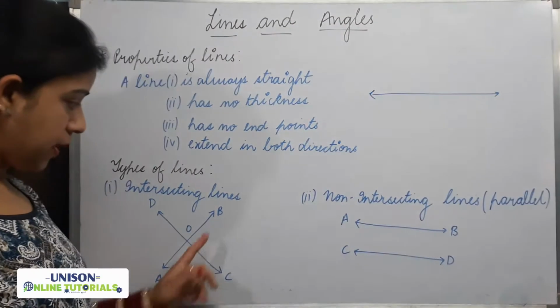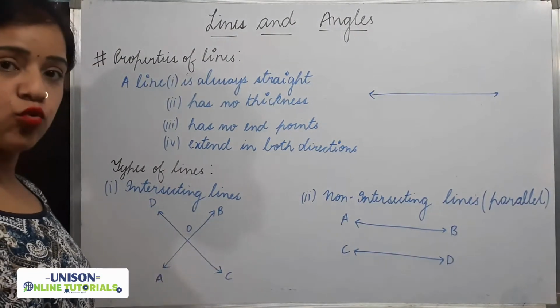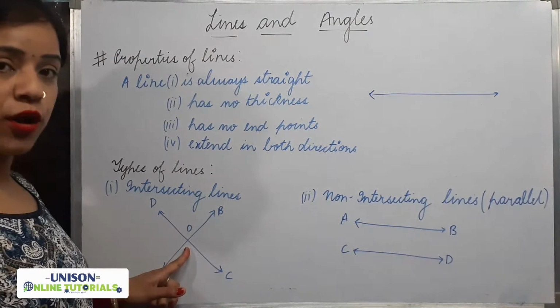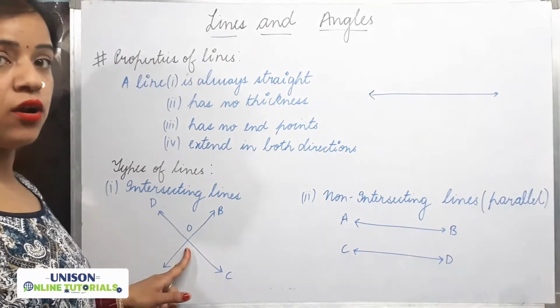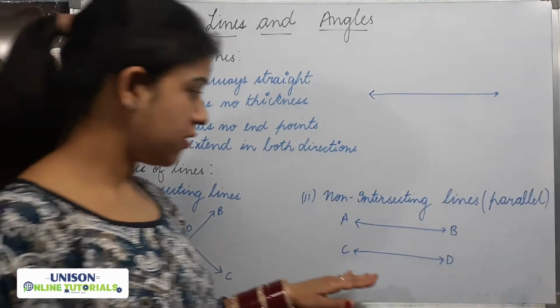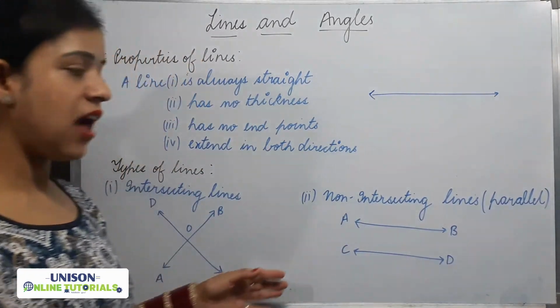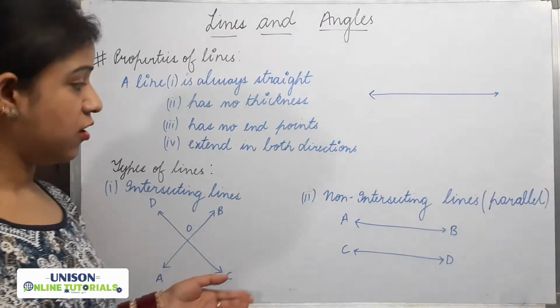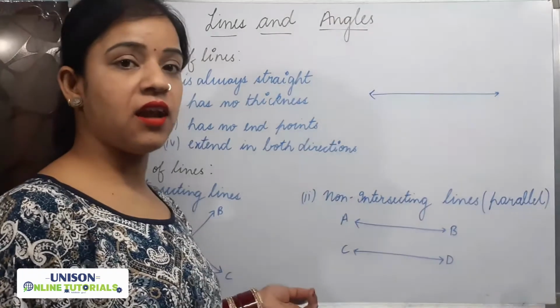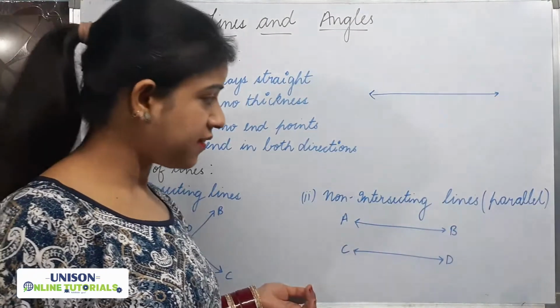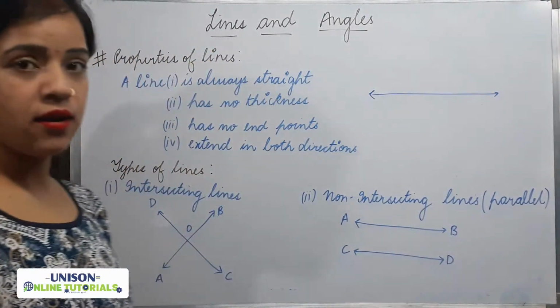For example, AB and CD. These two lines intersect at this point O. That's why they are called intersecting lines. And on the other side, we have two lines again, AB and CD. But these lines never intersect. So they are called non-intersecting lines, or since they never intersect, we can call them parallel lines.